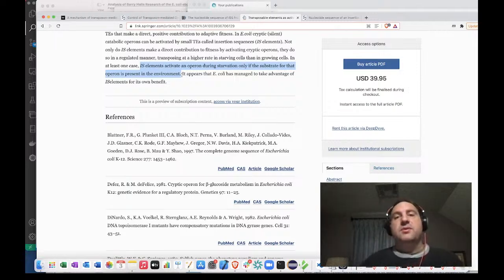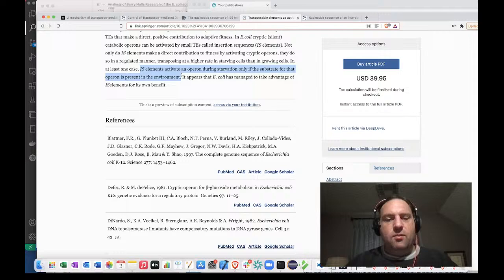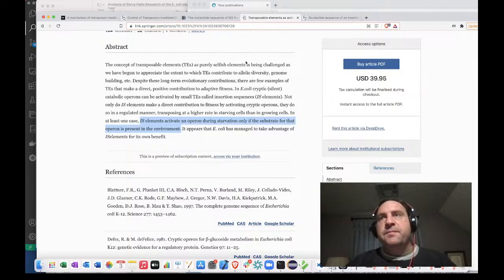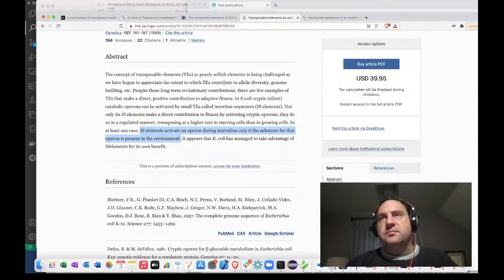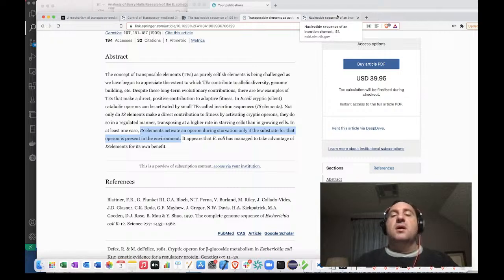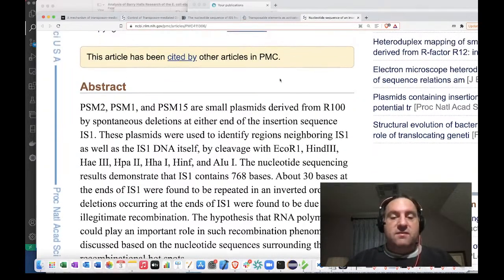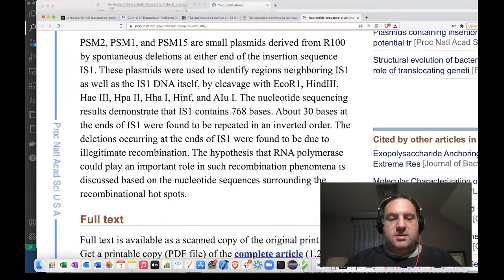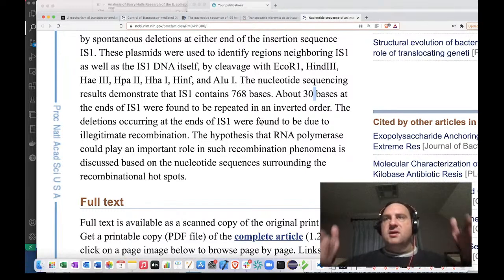All right. So anyway, in this paper, I used to have it. I don't know where it went. But it's a great paper, and it's basically, I believe, beta-glucoside sugars, and the promoter is IS1 and maybe IS5 as well. So IS1, just to give, let's see here, IS1 contains 768 bases, and about 30 bases at the ends of IS1 were found to be repeated in an inverted order. All right, so you've got the 768 bases with the inverted repeats on the end.